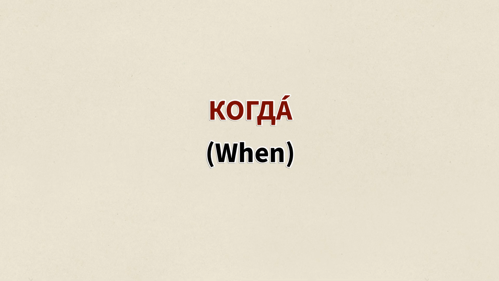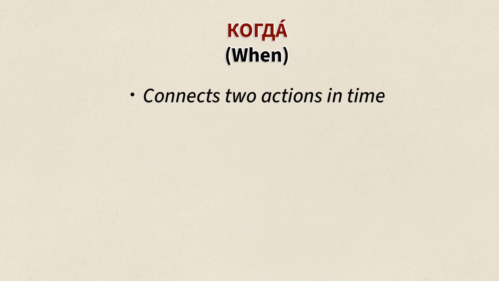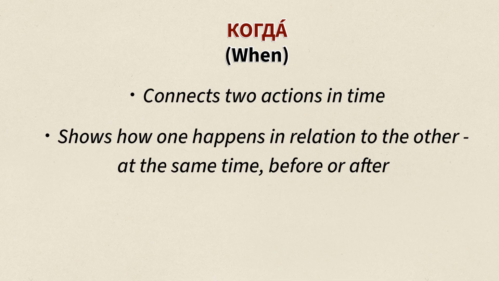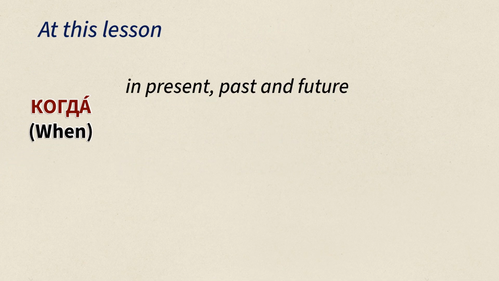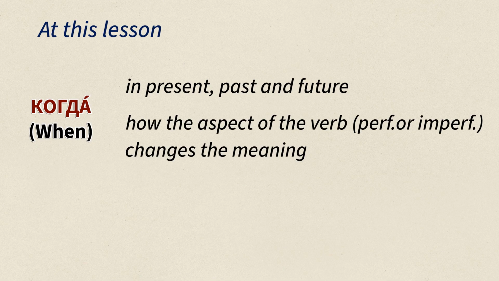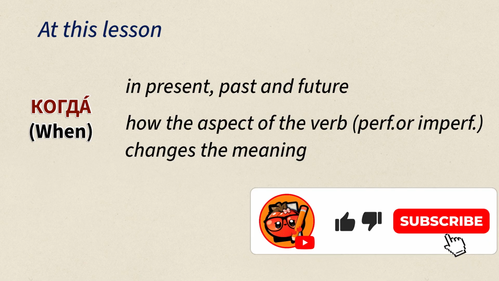Today we are going to learn one of the most important Russian words, kogda, which means when. It connects two actions in time and shows how one happens in relation to the other: at the same time, before or after. We will look at how to use kogda in the present, past and future, and how the aspect of the verb changes the meaning. Let's get started.